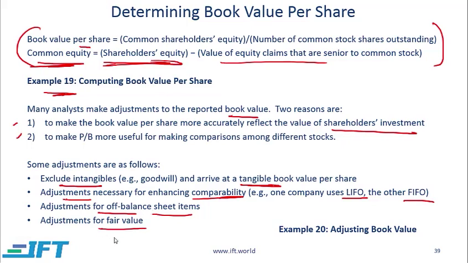And obviously fair value adjustments. If clearly land, property, or plant and equipment is based on historical cost, which is way below current market value, then before comparing, you can make a reasonable fair value adjustment. If you have time, go over example 20, which talks about many of these adjustments. And if you are good with FRA, then this should be very straightforward.